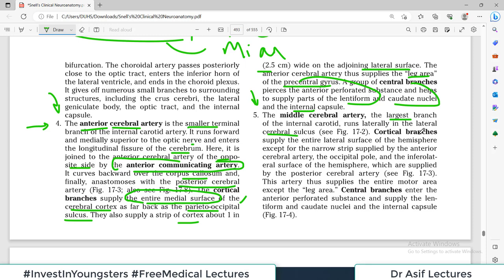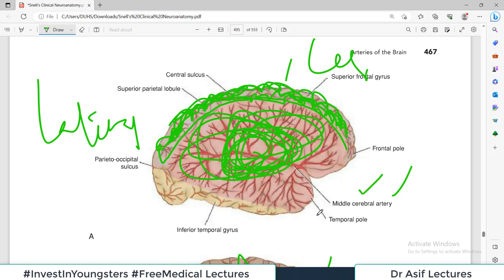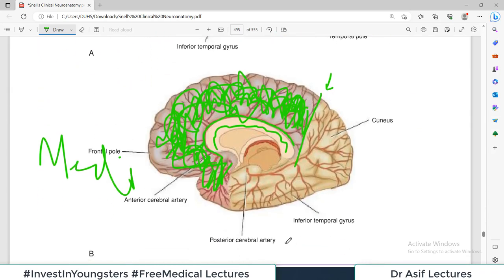Iski cortical branches, cortex ko jo branches ja rahi hai, they supply the entire lateral surface of the cerebral hemisphere, except for a narrow strip which is supplied already by the anterior cerebral artery. So if we again look at the lateral part of the cerebral cortex, ye jo upper superior strip hai, it is supplied by the anterior cerebral. Baki ka zyada tar jo cerebral cortex hai lateral surface ka, it is supplied by the middle cerebral. Also niche ki taraf ek choti si strip hai, which is the inferior temporal gyrus. It is not supplied by the middle cerebral, rather it is supplied by the posterior cerebral.